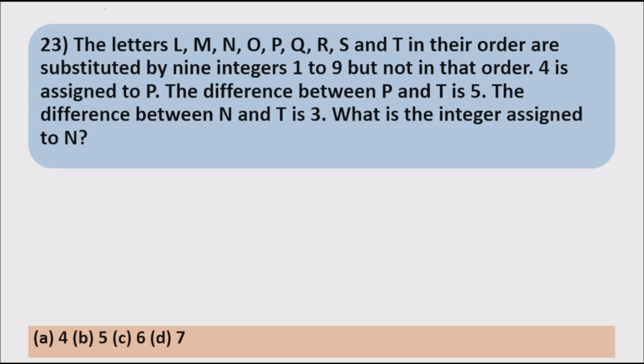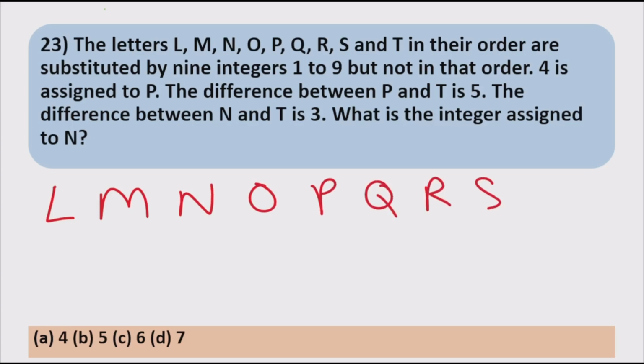Okay, let's go step by step. Letters L, M, N, O, P, Q, R, S, T in their order. So this is in order. Okay, let's write L, M, N, O, P, Q, R, S, T. Substituted by 9 integers, but not in that order. Let's find out the order later. 4 is assigned to P. We have 4 here.